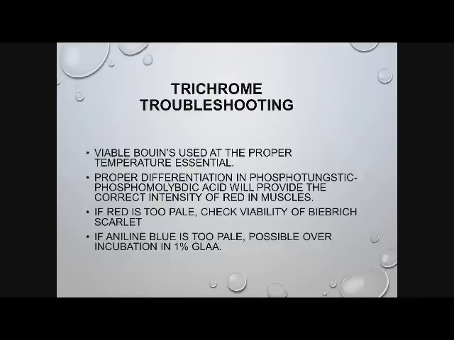Now, troubleshooting the trichrome. The biggest problem in the trichrome normally is that the muscle is not intense enough. That's the problem that I have heard more, and it's directly related to the viable Bouin's that you use. You make sure it's the right time, it's viable, and it's the right temperature. And then the collagen is definitely dependent on good differentiation with the phosphomolybdic acid.